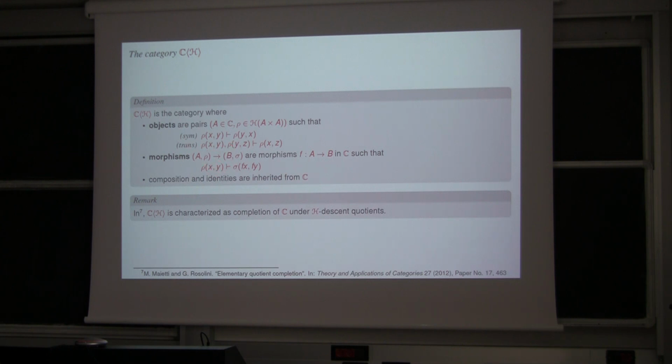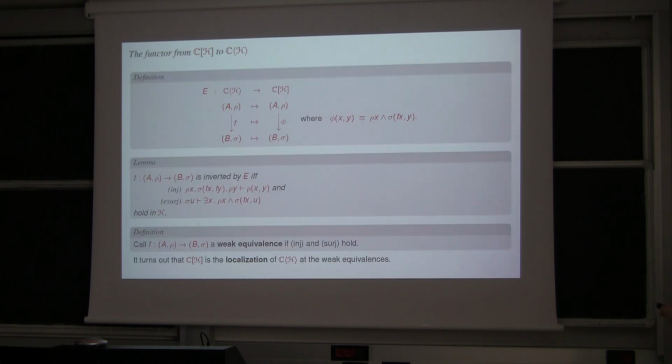And Pino already mentioned it. And so this is the completion not of C but of H actually, the completion of H under the set quotient. And this is also developed in this elementary quotient completion paper. So in the following, I want to show that the exact completion is a localization of the descent quotient completion.